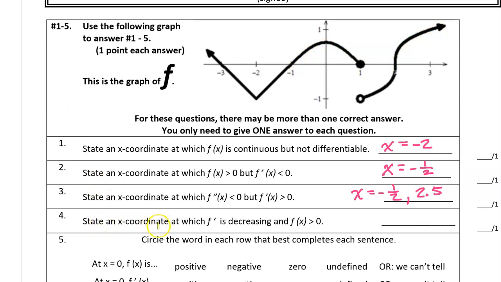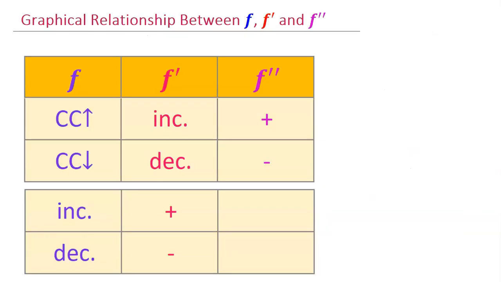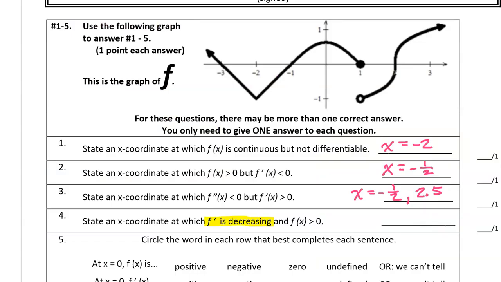Number 4, state an x-coordinate at which f prime is decreasing. Let's just start with that part. So if f prime is to be decreasing, then f should be concave down. So where is f concave down? Well, I feel like we just talked about this. It's concave down here, and it's concave down here. Let's move on to the second part.